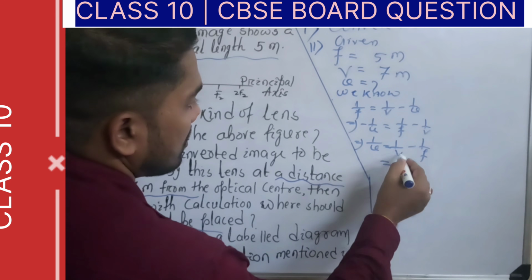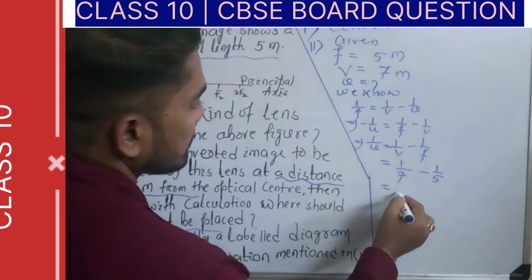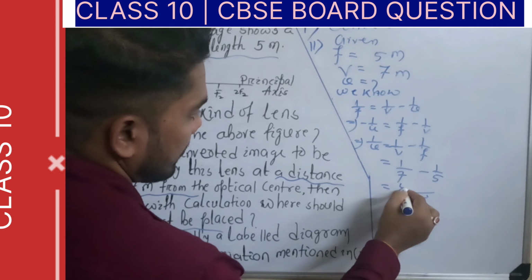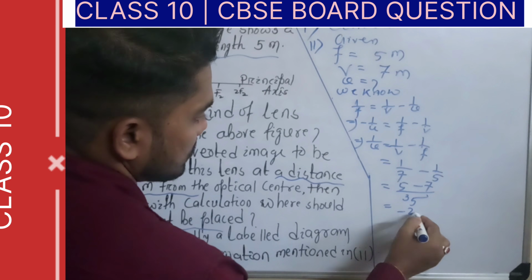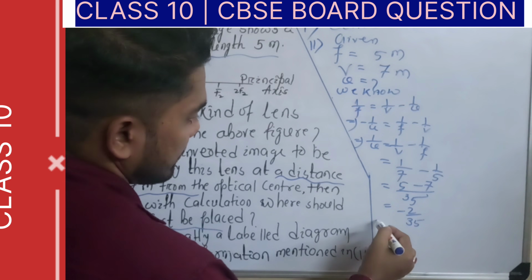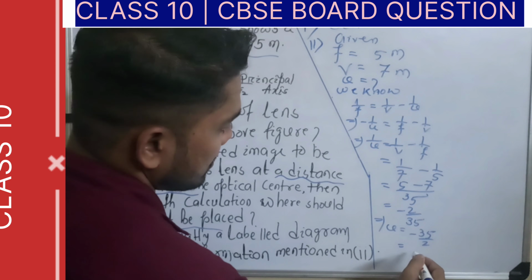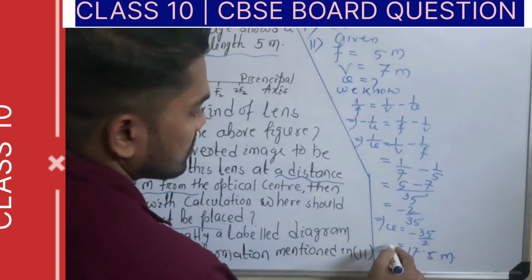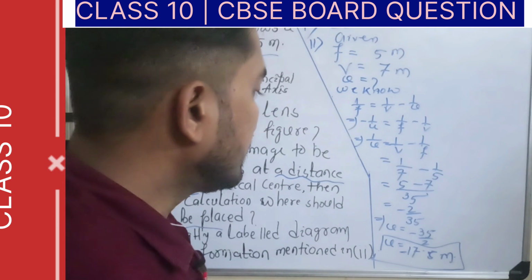So this is equal to, the value of v is 7, minus f is 5, that is 1 by 7 minus 1 by 5. The LCM of 7 and 5 is 35, right? So 5 minus 7 is equal to minus 2 by 35, right? And 1 by u is minus 2 by 35. So this implies u is equal to minus 35 by 2, which becomes 17.5 meter. So this is the object distance you got, that is minus 17.5 meter.